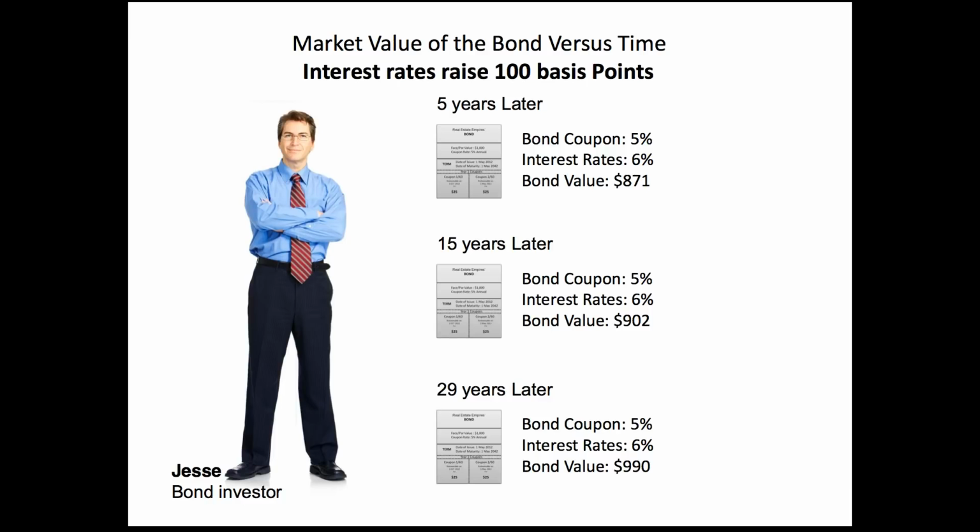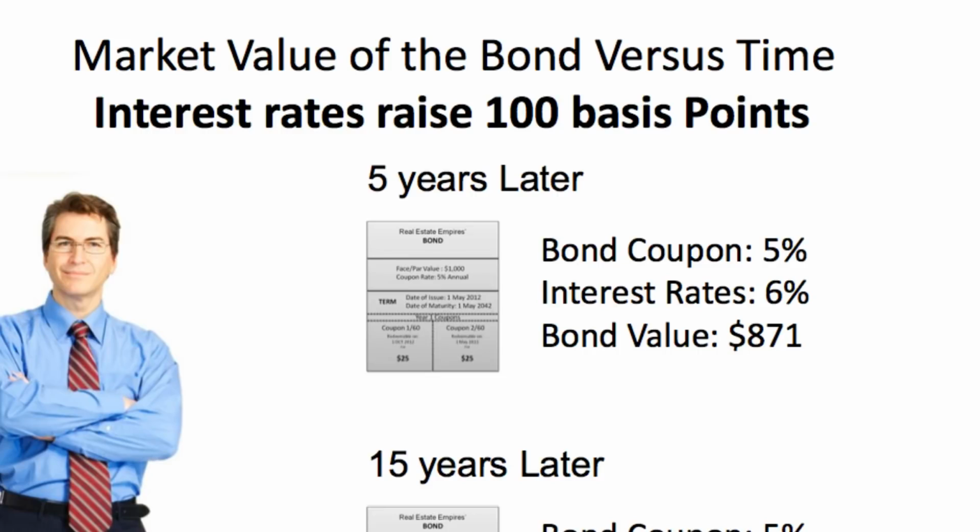So let's assume that Jesse bought this bond on day 1 of the issue, which was 1 May 2012. And now we're going to warp ourselves 5 years later. What we're going to do is move interest rates from when Jesse initially purchased the bond. When Jesse purchased the bond, interest rates were around 5%, and that's what he bought his bond for. But now, 5 years later, interest rates are up at 6%, which is a lot better if he would be buying new bonds because he'd be getting 6% as opposed to 5%.